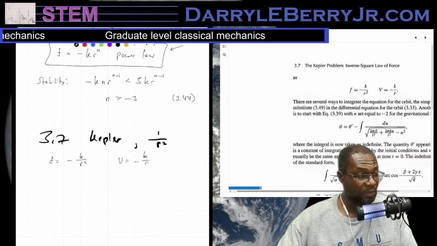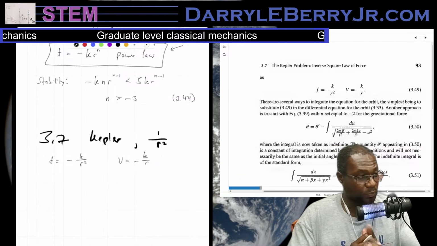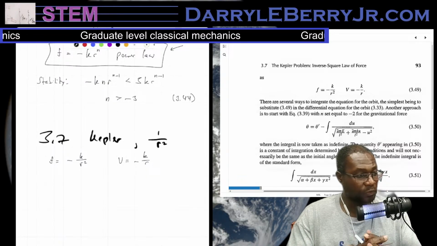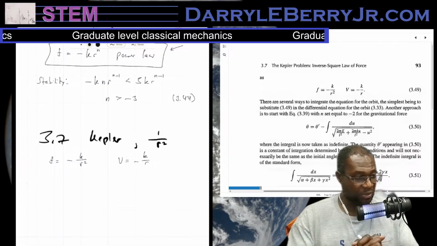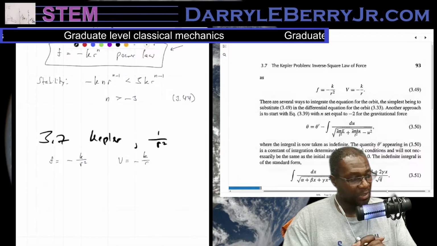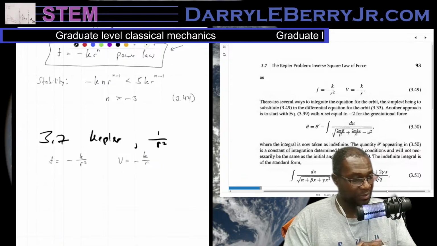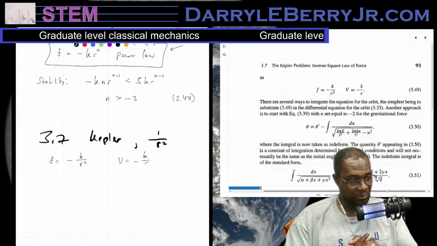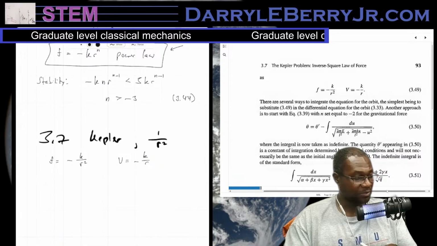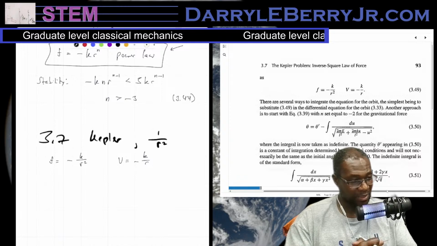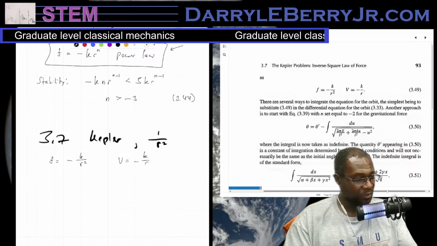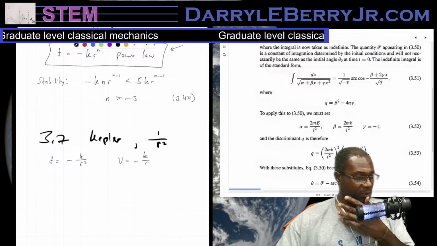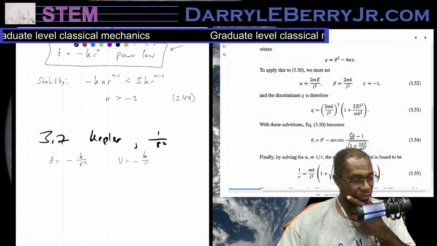There are several ways to integrate the equation for the orbit, the simplest being to substitute 3.49 into the differential equation for the orbit, 3.33. Another approach is to start with equation 3.39 with n set equal to negative 2 for the gravitational force, where the integral is now taken to be indefinite. The quantity theta dot appearing in 3.50 is a constant of integration determined by the initial conditions that would not necessarily be the same as the initial angle theta naught at time t0. The indefinite integral is the standard form. You can get that from a table of integrals with these substitutions.